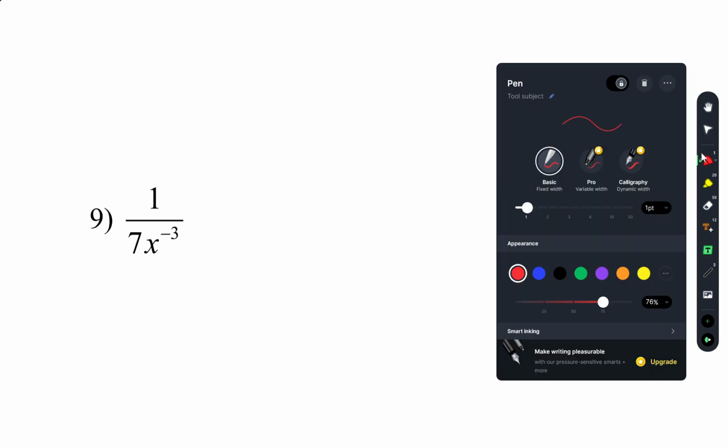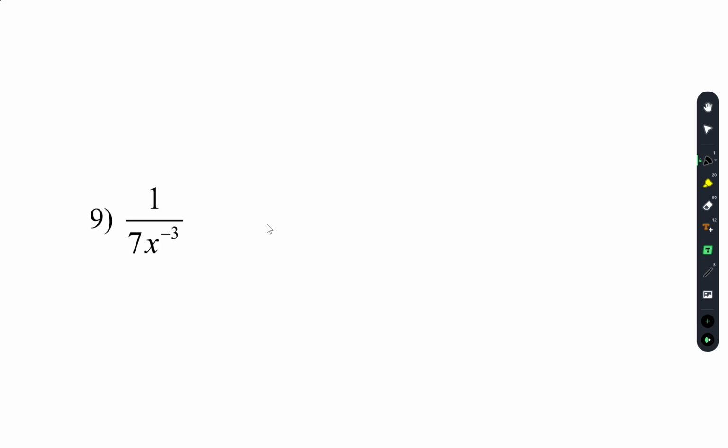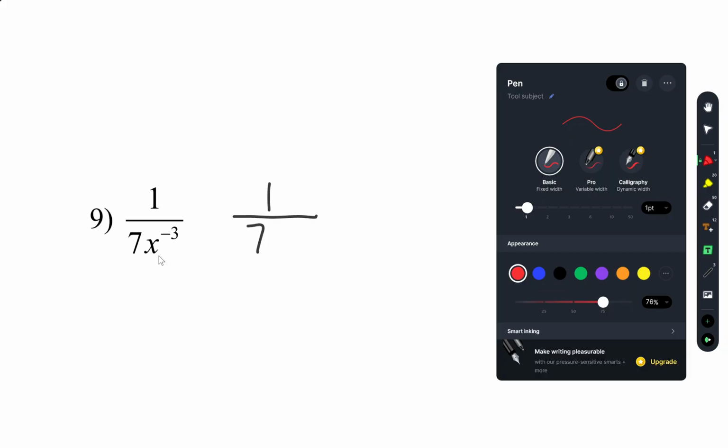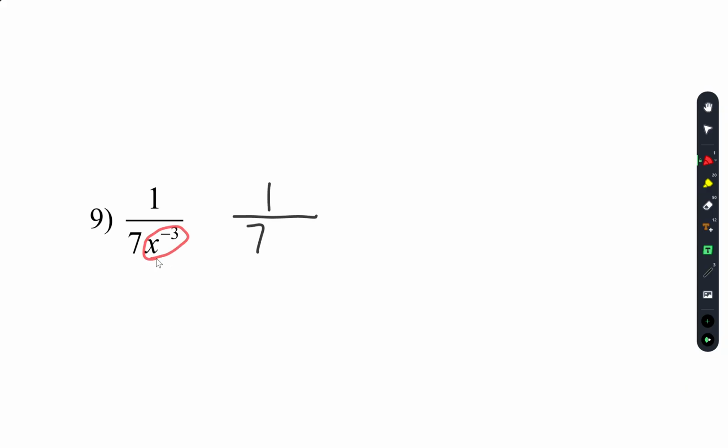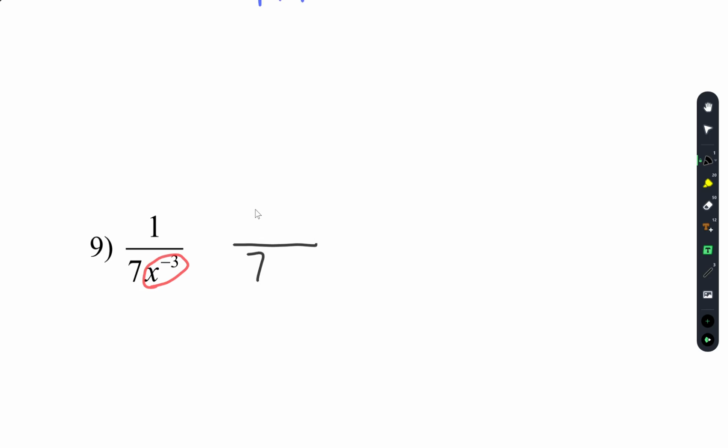Okay, so notice that -3 is not on the 7. That thing is on this x right here. So what I'm going to do, well, I guess I could keep the 1. It doesn't hurt anything. Okay, so the 1 and the 7 stay, but because I have a negative exponent, I'm going to move that to the numerator. So if the negative's in the denominator, you're moving it to the numerator. And if it's in the numerator, you're going to move it to the denominator. And it comes from the idea that it's dividing.